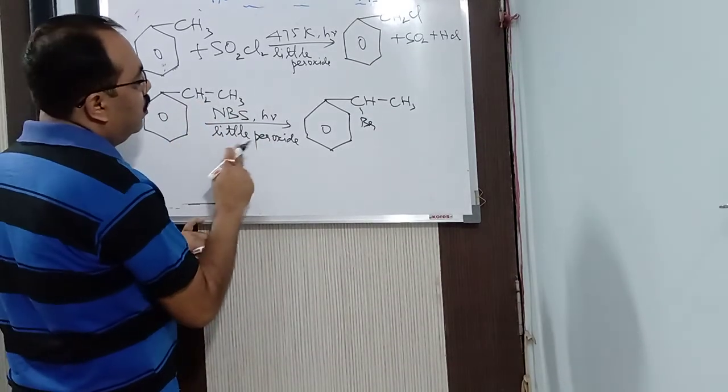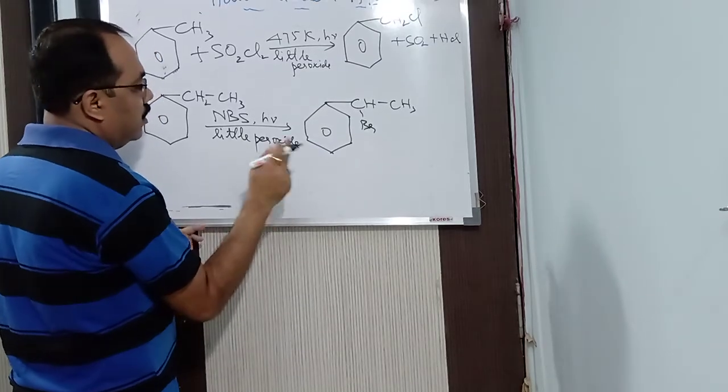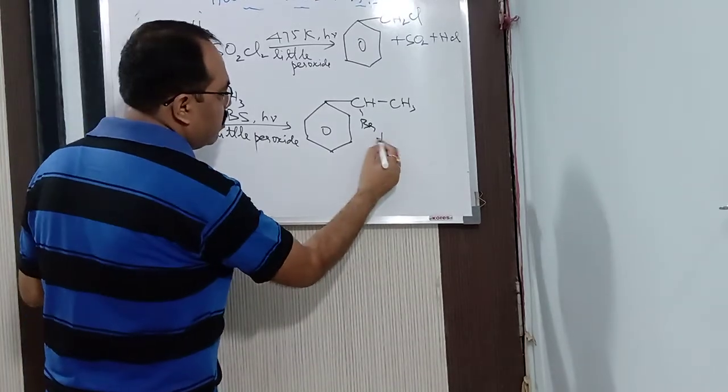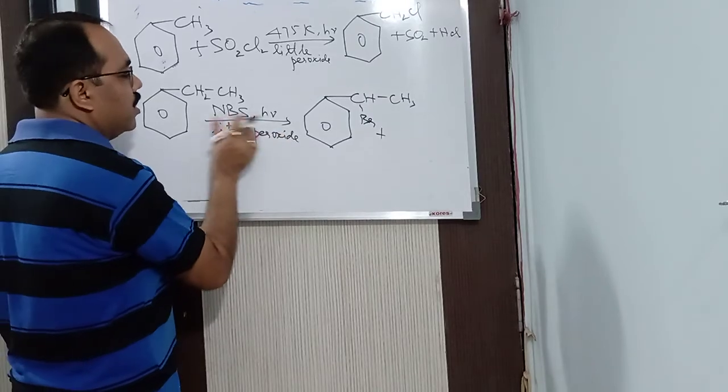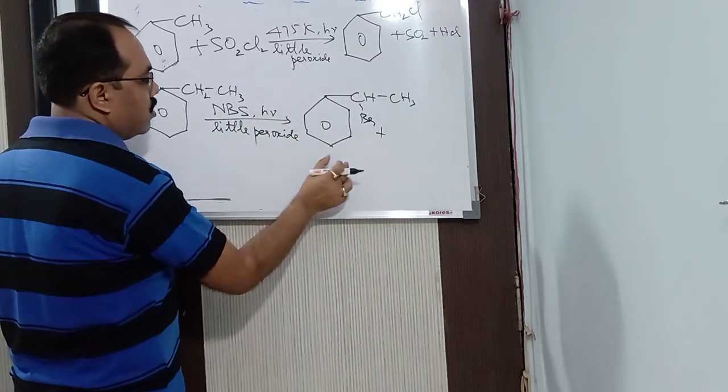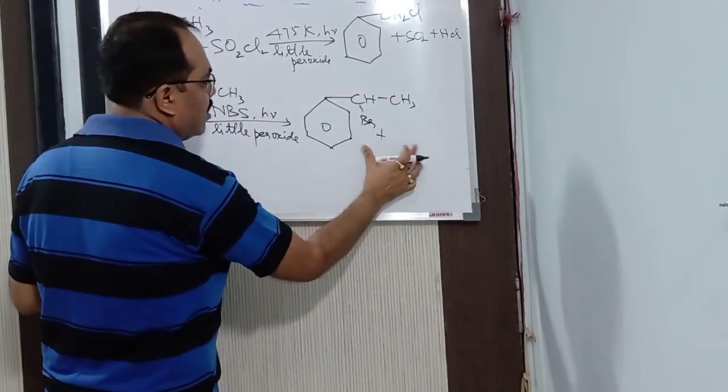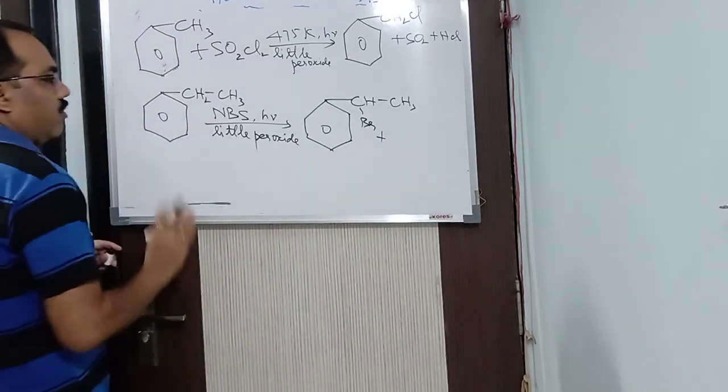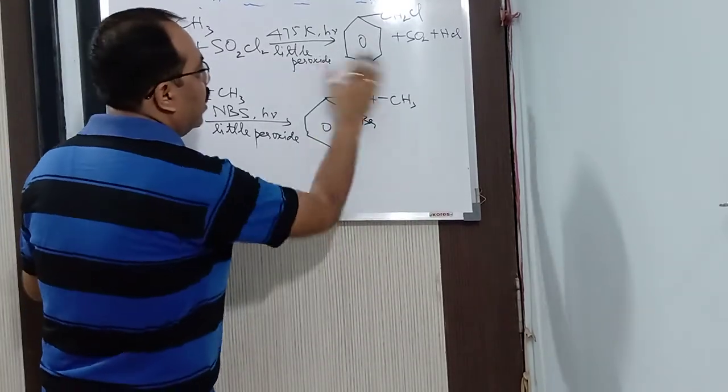Now what am I going to get? The secondary product, I am not interested in the secondary product. The secondary product will be CH2CONH, CH2CO, that is succinimide, which you will get. That's okay, fine. So these are the reactions.